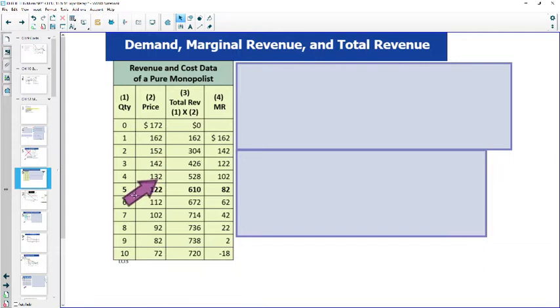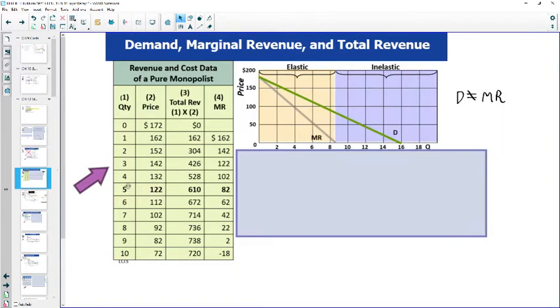You need to hit pause to understand what's going on. I'll go over one line only. The first two columns are a demand curve. At a price of 172, we're not going to sell any. At a price of 162, we're going to sell one.